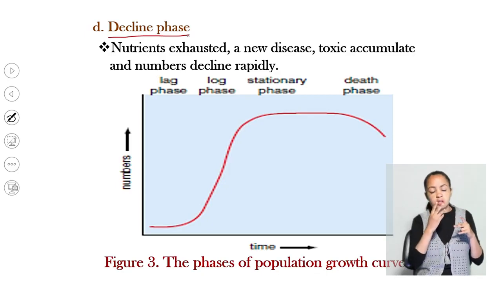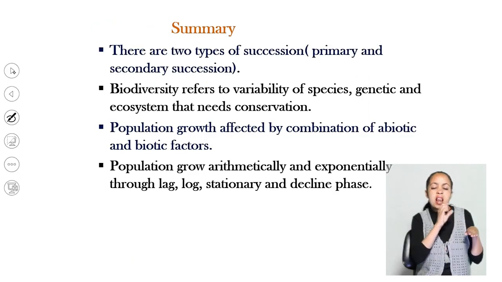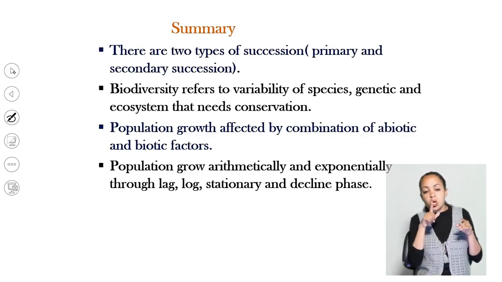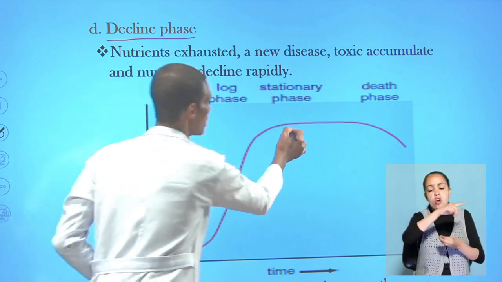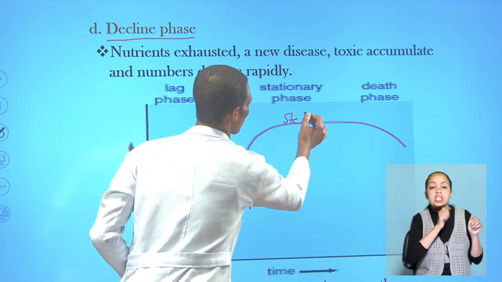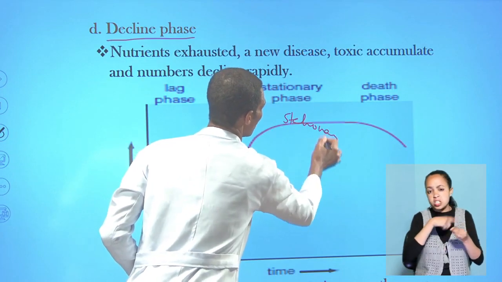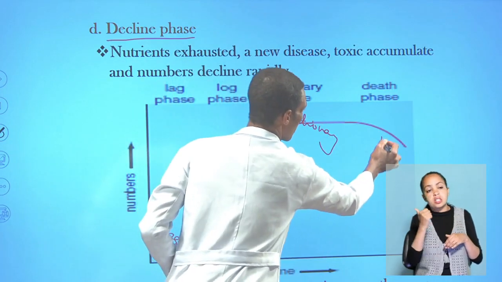Here, we call this one the lag phase, the entry phase. This one is the log phase, when the population becomes plentiful to the environment, the J curve. This one is the stationary phase. Whereas this one is the decline phase again.